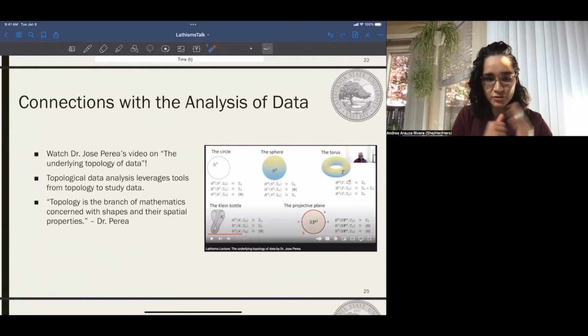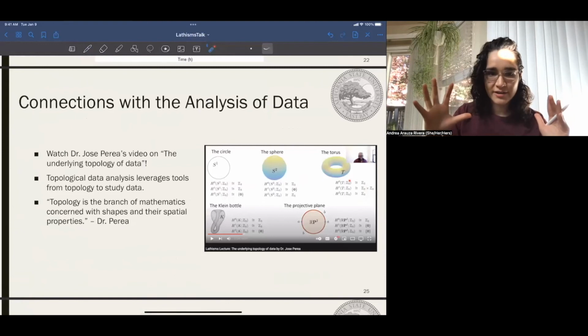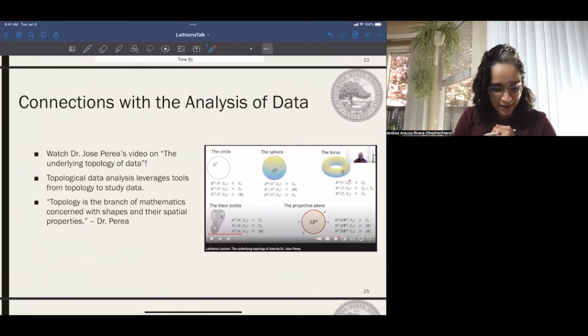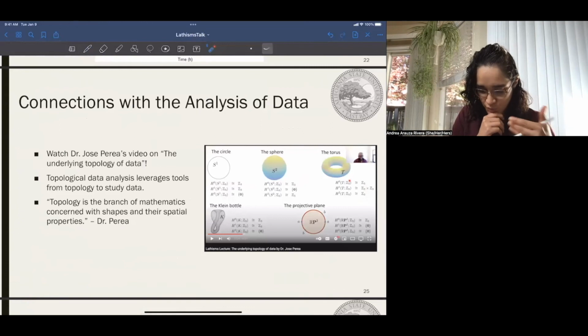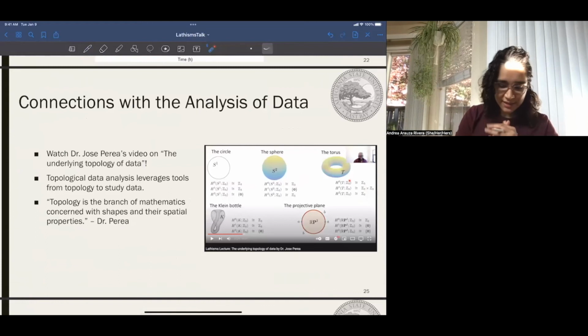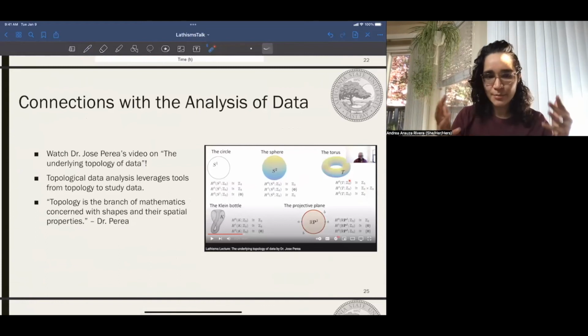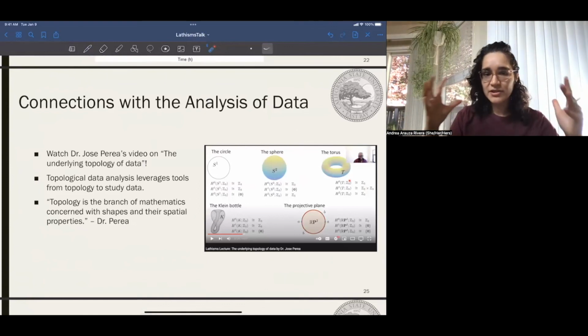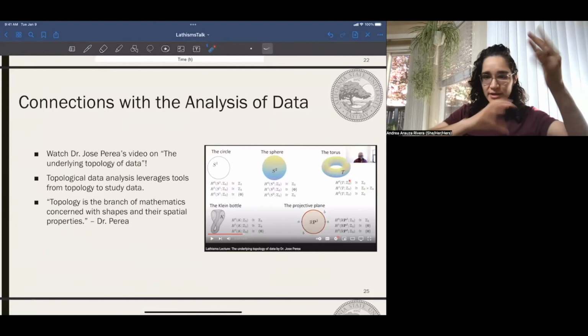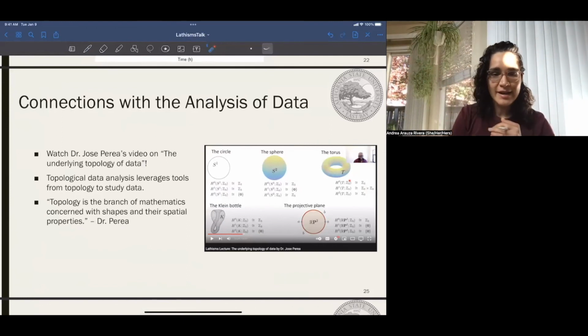Okay. So another way that fractal geometry might come in handy is in complementing the area known as topological data analysis. Here I'll point you to one of the wonderful talks in this series, I think the very first one, by Dr. Jose Perea, who talked a bit about the underlying topology of data. One of the things he said in that video was that topology is a branch of mathematics concerned with shapes and their spatial properties. So this area of topological data analysis looks at a data set and tries to find the big features in it. Are there big one-dimensional holes, two-dimensional holes in it? What are the big spatial features that exist in it?